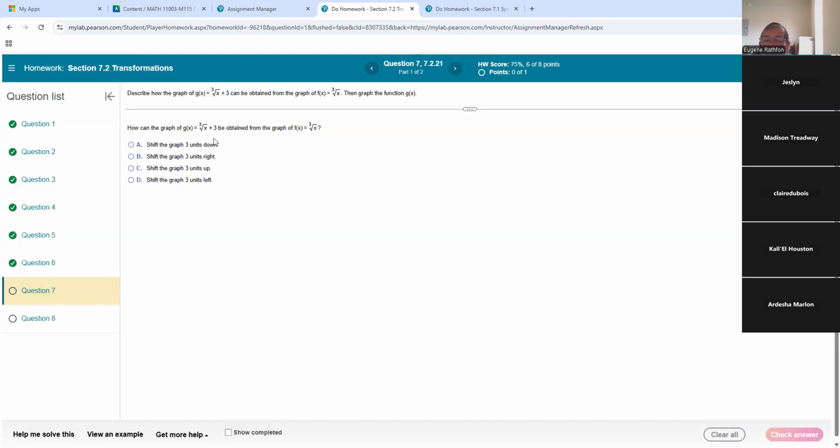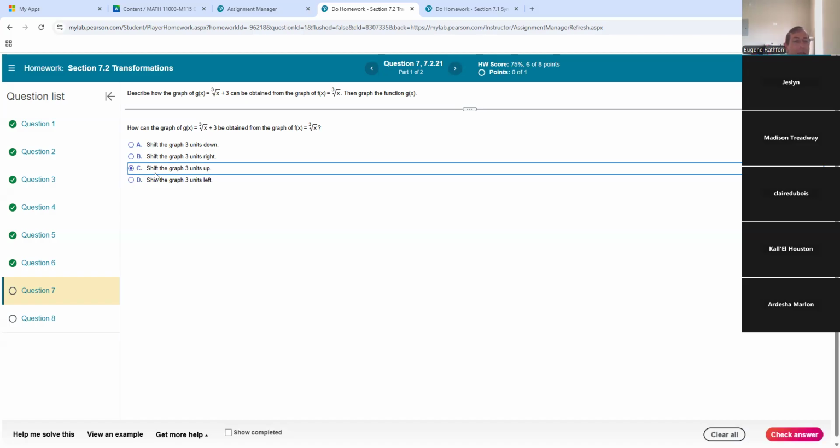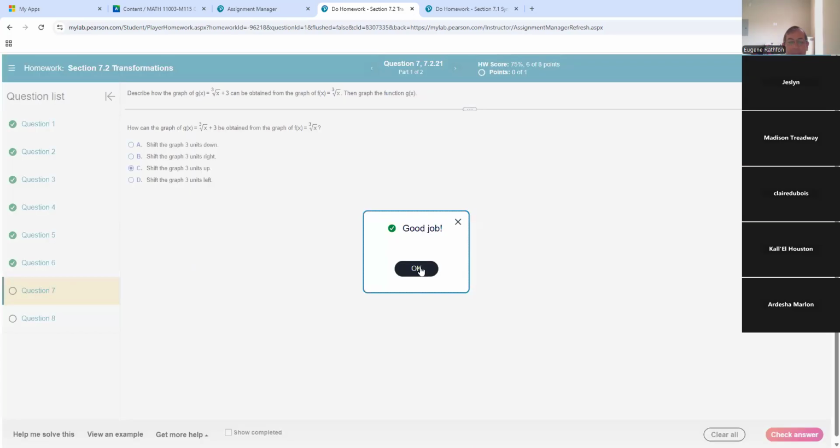All right. This is another radical. It's going to be the cube root. But this time, the plus 3 is not under the radical. So since that 3 is not under that radical and it's added at the end, am I going to go down, right, up, or left? And we're going to go, perfect, we're going to go up. So y'all, what's that? C. Shift the graph 3 units up. Check that answer.